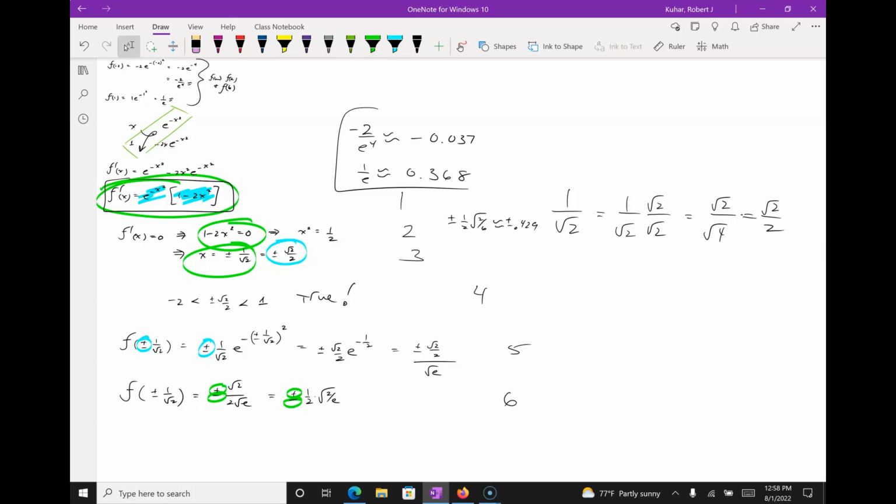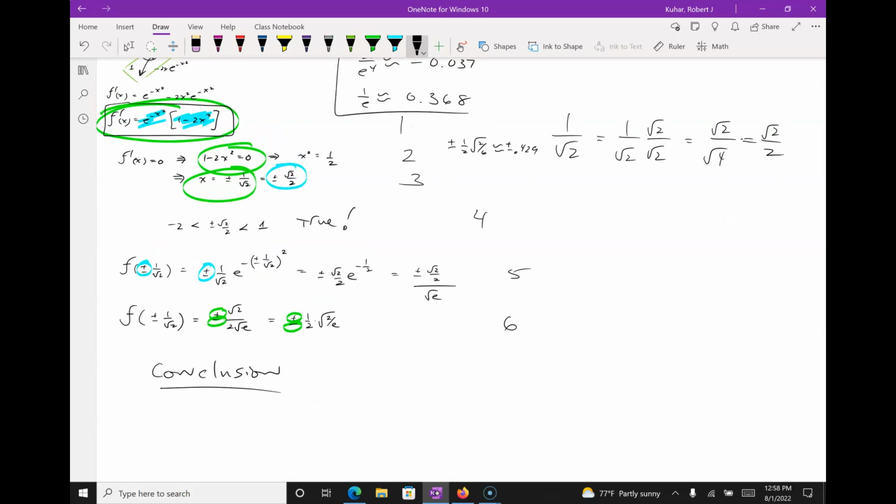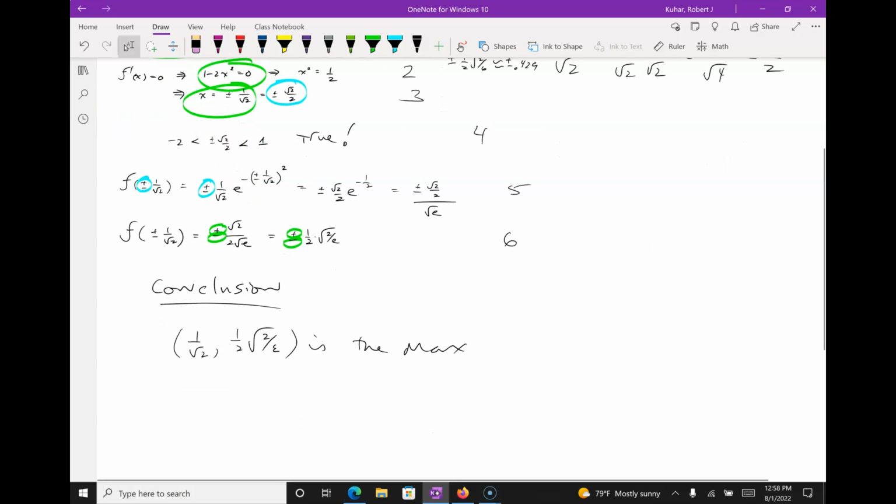So it's pretty clear, even from the graph, I can make my conclusion now. Sorry, 1 over square root of 2, comma, 1/2 square root of 2 over e is the max. And the negative version of those is the min.